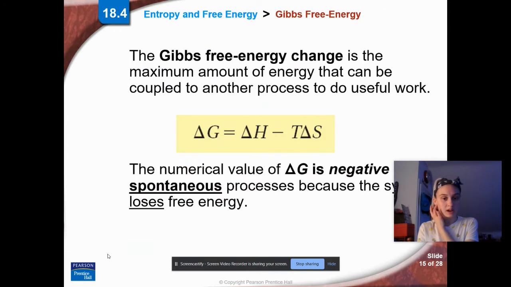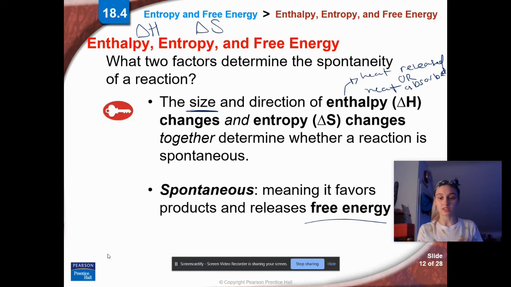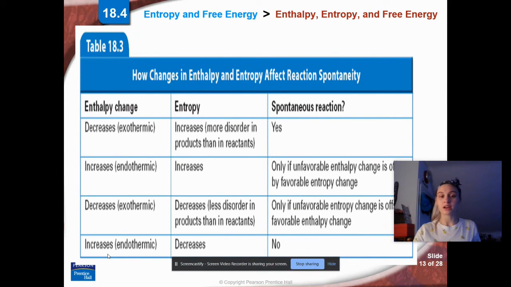Now I'm going to go back to this just to mention that this also reiterates what I just talked about, and this slide as well. If you go through the slide, it'll tell you if you have a spontaneous or non-spontaneous reaction based on certain increases or decreases in enthalpy and entropy. I'm just going to go through this super quick. So this would be both are favorable.